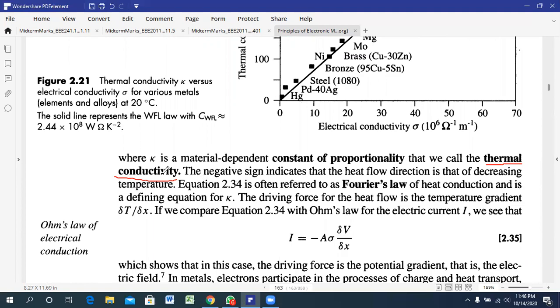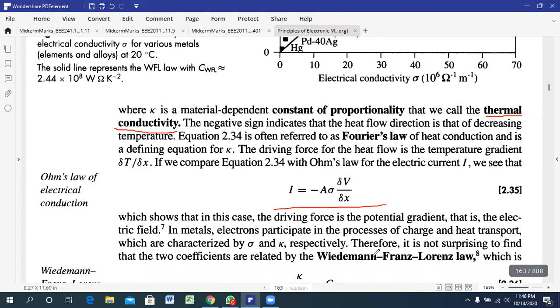Now, because the previous formula is known as Fourier's law, we can derive the temperature gradient, delta T divided by delta X. We can compare these things with Ohm's law. In Ohm's law, the electric current I is equal to minus A sigma delta V divided by delta X. Here, this sigma is the electrical conductivity, right? So this equation number 2.35 is the Ohm's law of electrical conduction.